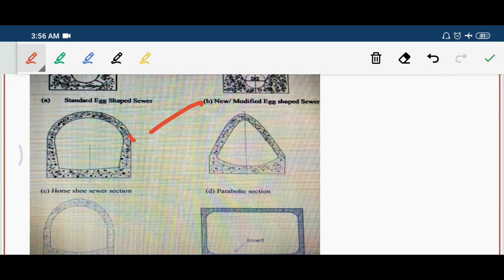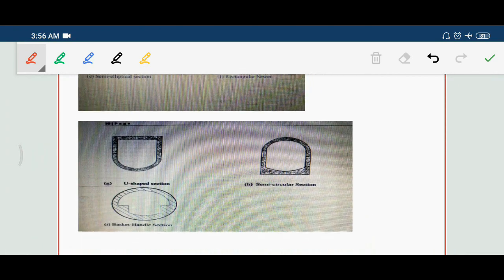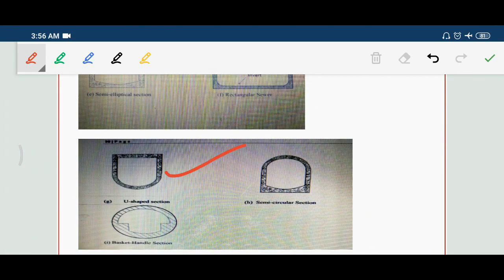Next we have a horseshoe type of sewers. Mainly it is provided to maintain the self-cleaning velocity. Parabolic shape. Next we have semi-elliptical, rectangular, U-shape, semicircular shape, basket handle shape.